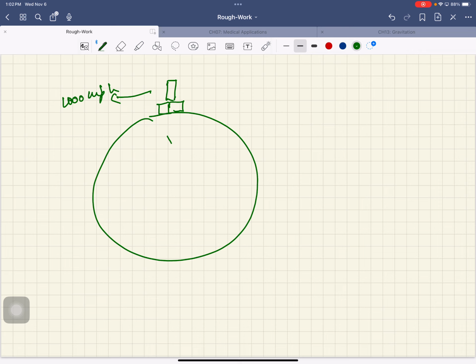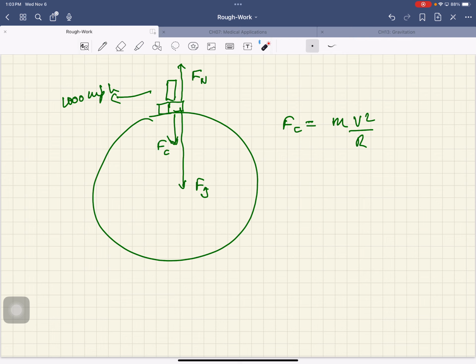You need a centripetal force. What is the centripetal force on you? Your mass times v squared by r. Where is that centripetal force coming from? The force of gravity. Except that the force of gravity is quite large, much larger than that, so there's this normal force. There's the centripetal force. So you can see that when you're at the equator, this force is less than the force of gravity.